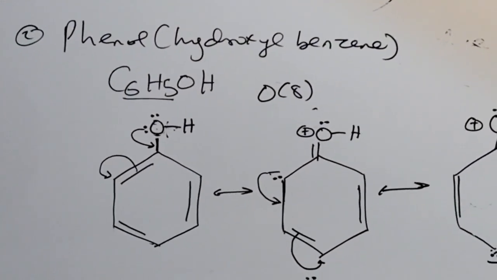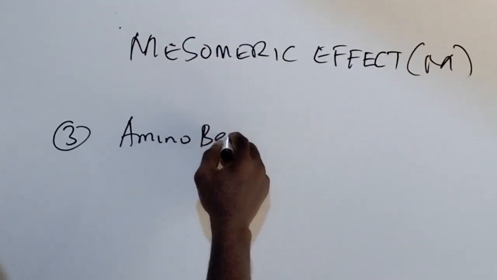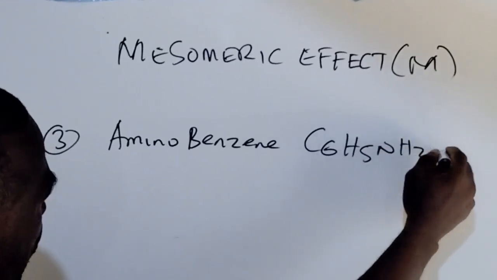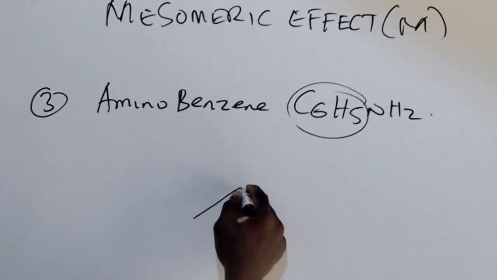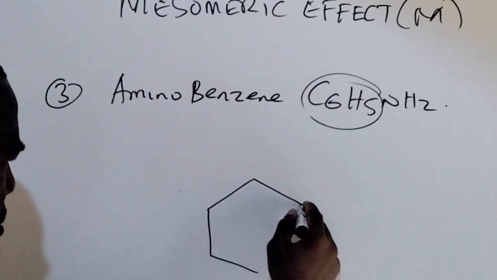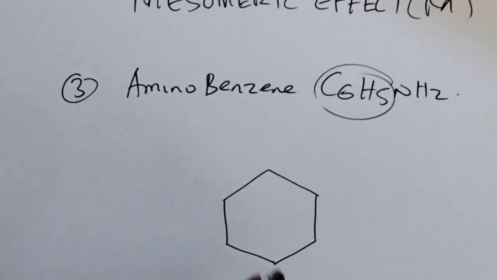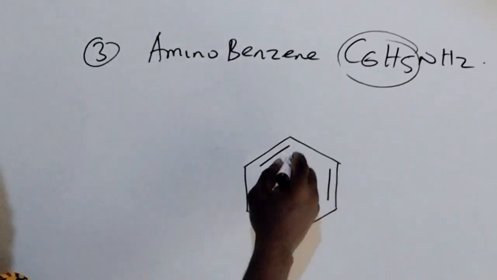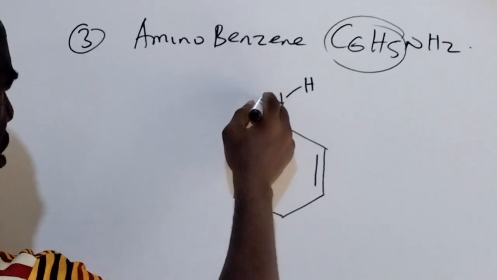The next compound we want to consider is aminobenzene. The third structure is aminobenzene, a compound also known as aniline. The formula is C6H5NH2. So let's draw the structure. We'll draw the benzene ring or the phenyl ring here, showing the bonds in benzene alternating. Then the amino group is up there, with 2 hydrogen atoms.